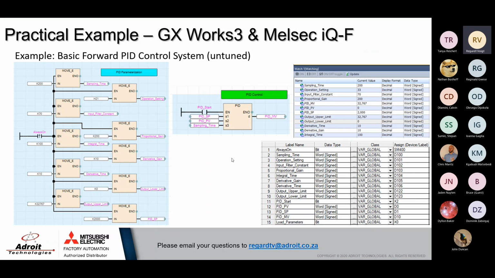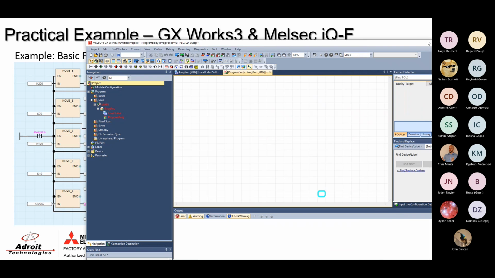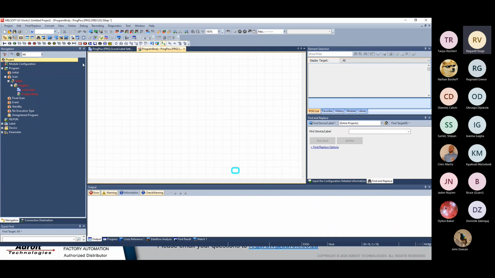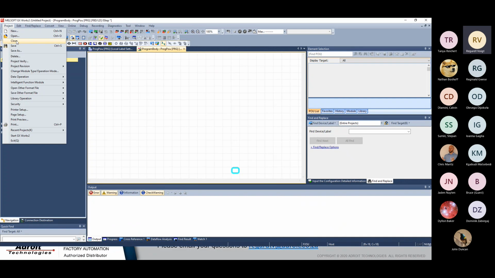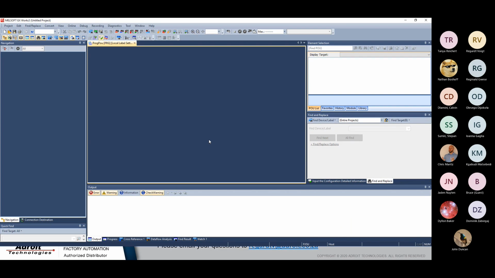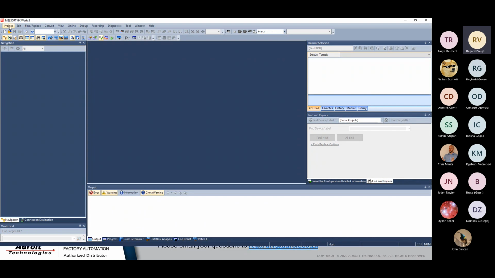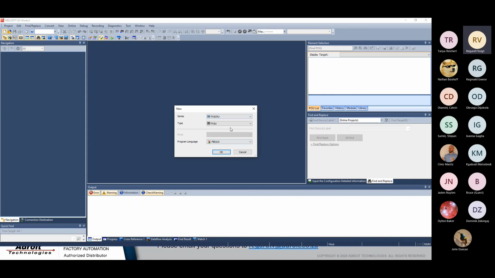Let me just open GX Works, then we will go from there. I'm just going to start a new project from scratch here. Let me open GX Works3. So you'll have your engineering software interface here. Let's just start the new project. You can use FX5 for now.